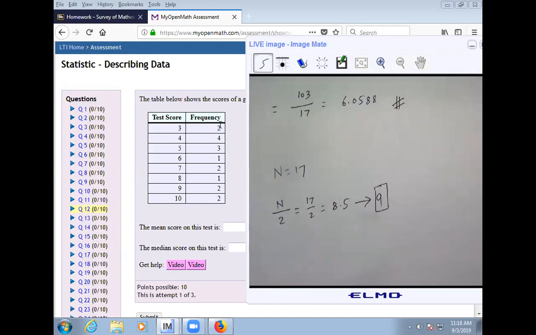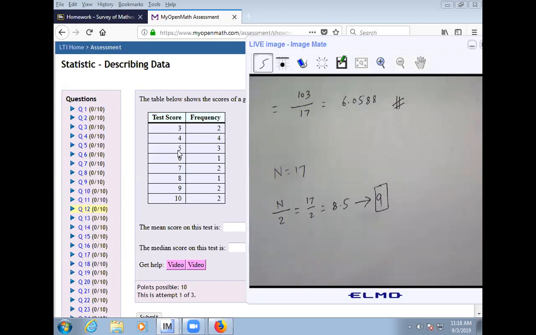So initially, the first 2 data are 3. And then the next 4 data will be 4. So 2 plus 4 is 6. 6 is already gone. We are interested in finding the 9th position. 2 plus 4 is 6. 6 plus 3 is 9. So at the 9th position, what do you find? 5 is your answer for the median.